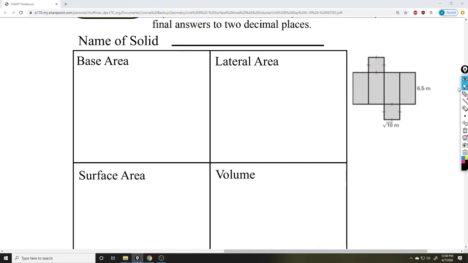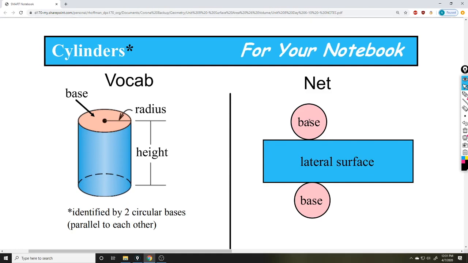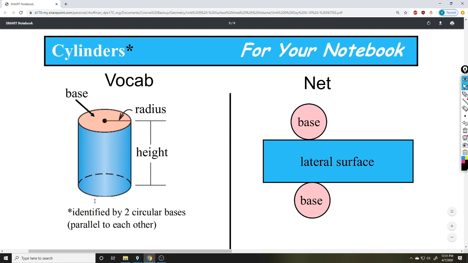Now, here's a question. What if the base is a circle? Well, if the base is a circle, then we actually give it a different name, which is a cylinder. So we still have our top base and our bottom base. We can still make a net out of it. The lateral surface is still a rectangle. But the bases are circles. So the formula is going to change ever so slightly.